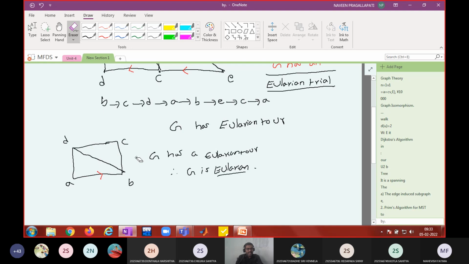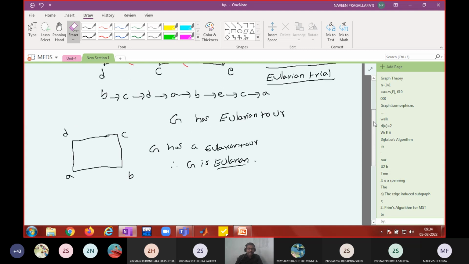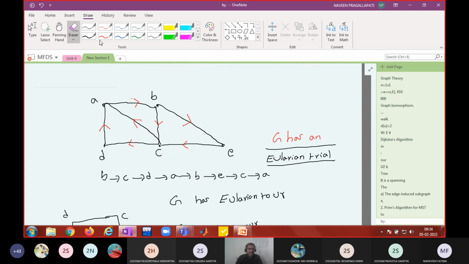So if that is the case, such a tour does not exist. Why? Because whenever there is an odd degree vertex, an Eulerian tour does not exist. Here each vertex is of even degree, therefore an Eulerian tour exists. Now in this case, what are the odd degree vertices?